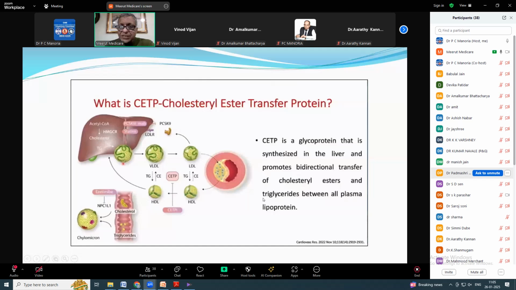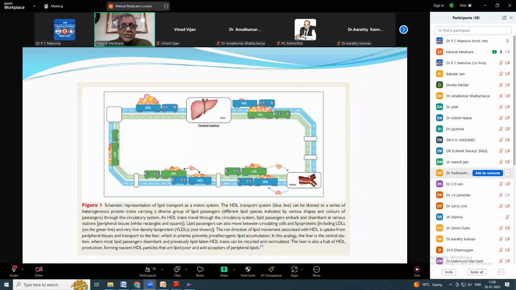And this is a very simple photograph I could take out. Liver is the central station, and we have two bogies, HDL bogie and LDL bogie. And the LDL moves into the organs and arteries, and then it causes atherogenesis. Then you have a reverse cholesterol transfer. Some of it is taken by HDL. And here is the CETP.